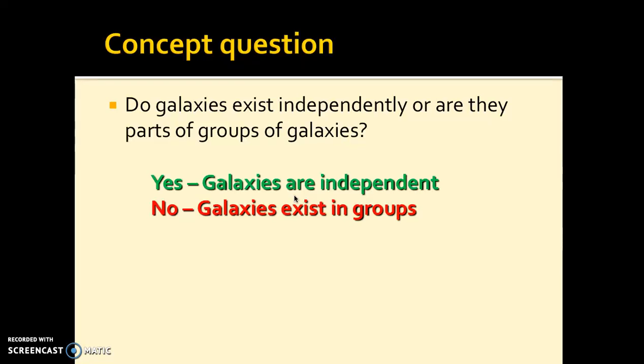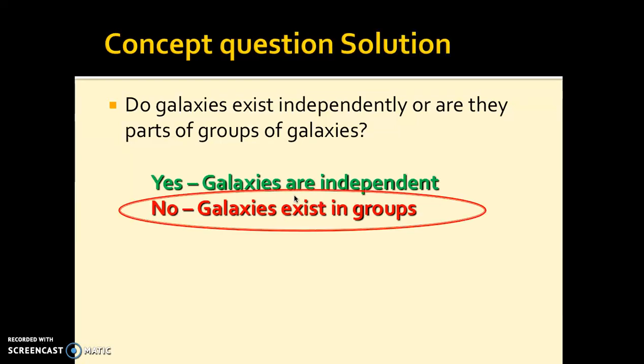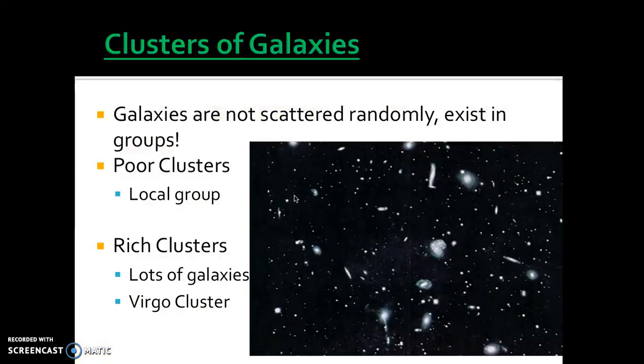So here's a question for you. Do galaxies exist independently, or are they parts of groups of galaxies? What do you think? No, they don't exist independently. In fact, galaxies are parts of groups. Okay, galaxies aren't scattered randomly throughout the universe. They exist in groups. So we have poor clusters and rich clusters and superclusters.